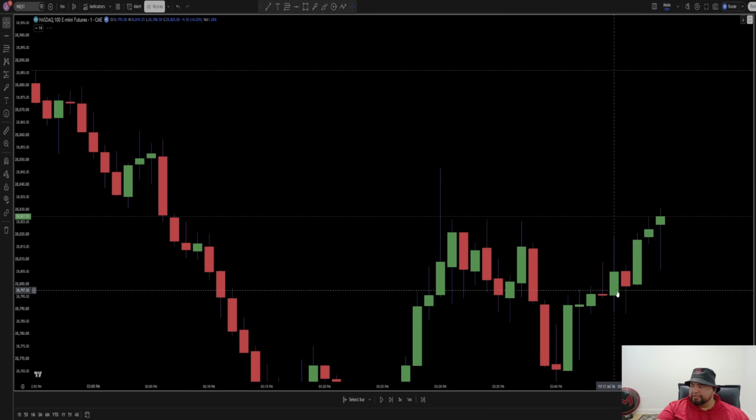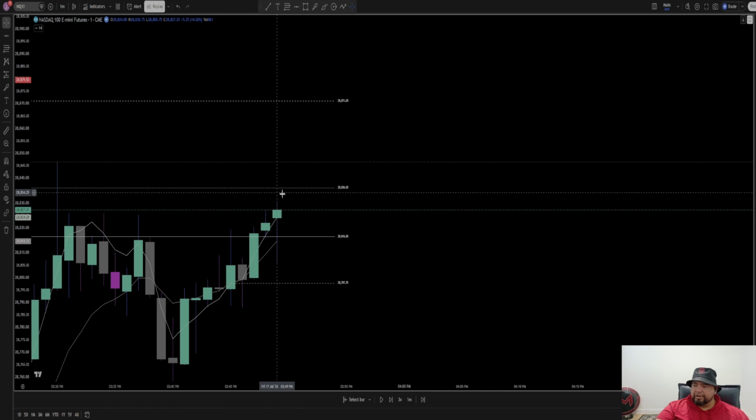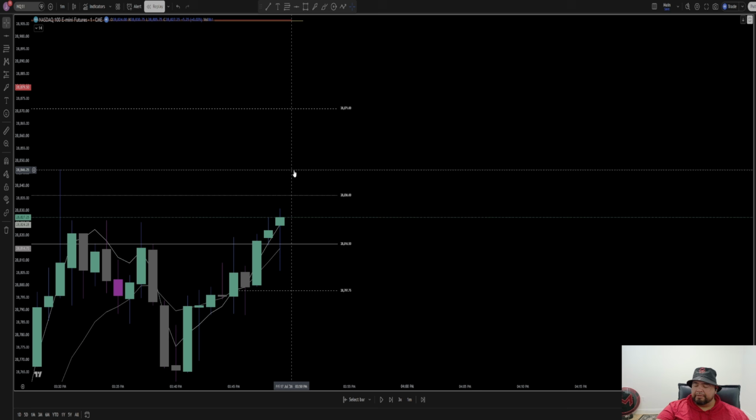That 5 minute level that was here, right there, right? 28.816 did break on this candle. And then you had a break and retest of that 5 minute, and then it pushed up. That was it. And the push up wasn't even that good. It kind of stalled out at this 2 minute level.